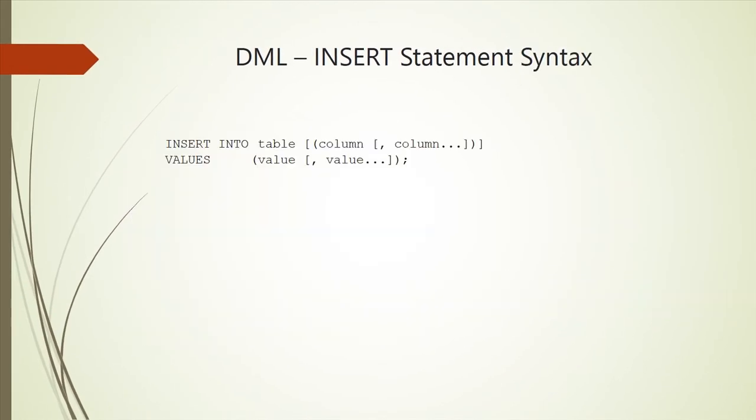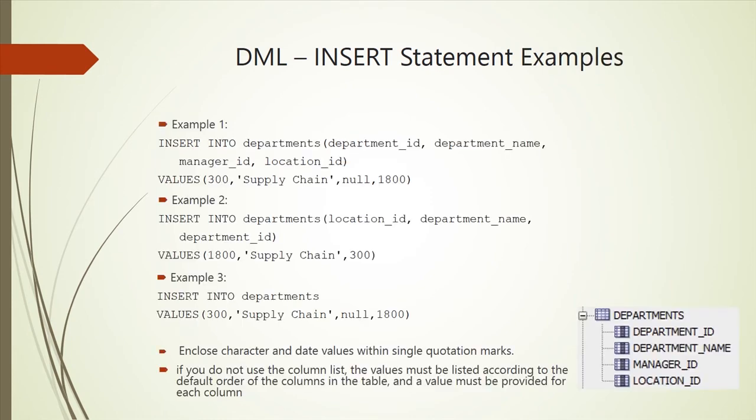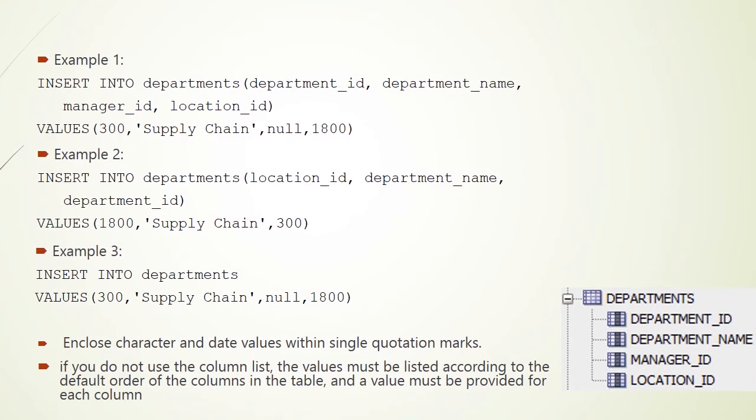The syntax of writing a DML statement is very easy. You can just type insert into the table name. Optionally, you can specify the column list in the table, then values, and provide the value list. Let's have a look at example 1, how to add a record to a departments table. Insert into departments. This is the structure of the departments table. The departments table contains 4 columns: department ID, department name, manager ID, and location ID.